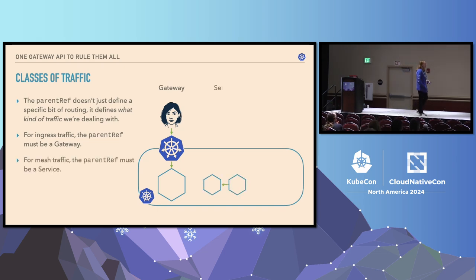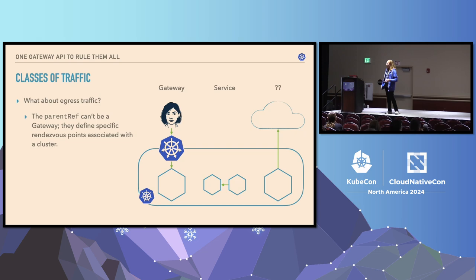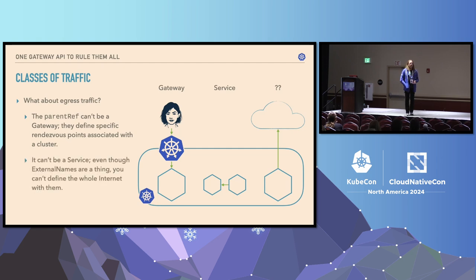If you are doing mesh traffic, the parent ref must be a service. It cannot be a gateway. OK, great. What about egress traffic? Presumably, we need to have a parent ref that makes sense for egress. We can't use a gateway, because gateways are talking about rendezvous points within a cluster. And egress traffic, by definition, is leaving the cluster. We can't use a service, for much the same reason. I mean, there is such a thing as an external name service, but you cannot possibly do an entire internet worth of external name services. So let's not try that.